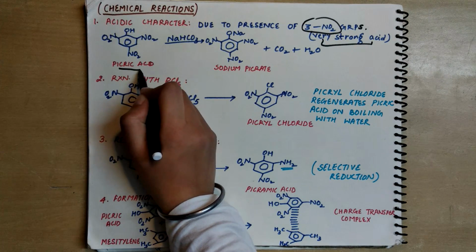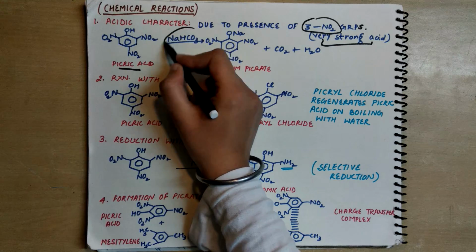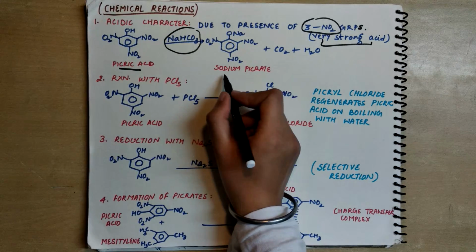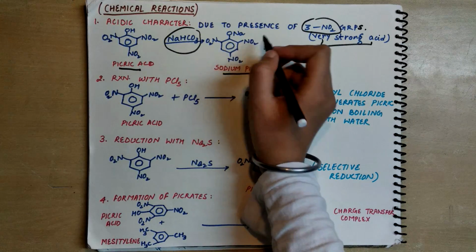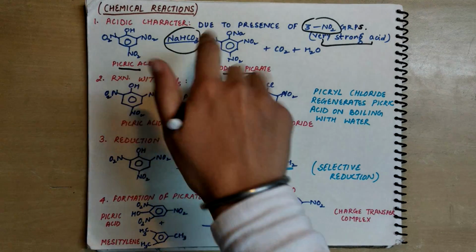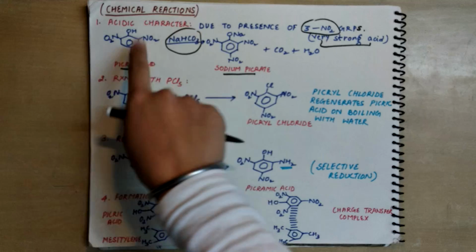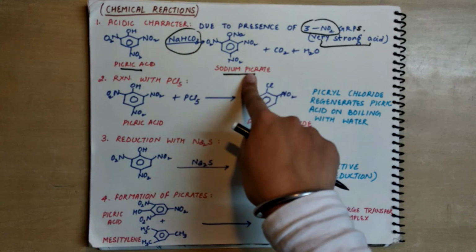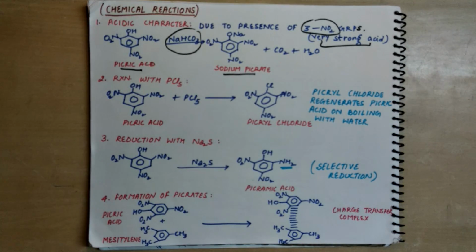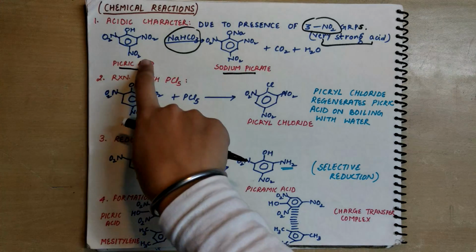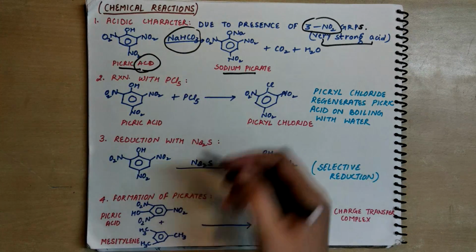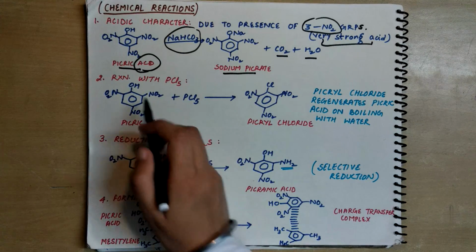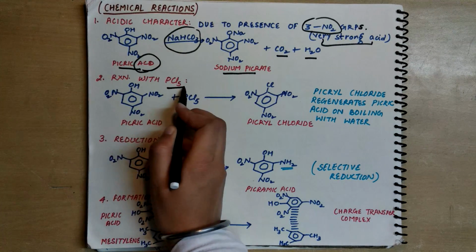Firstly, we react picric acid with sodium bicarbonate. We get sodium picrate. This is a salt and this is a base. So, when a base reacts with an acid, it gives us a salt. From here, it is clear that picric acid is an acid. Also, it is clear from the name that it is an acid. Plus CO2 plus water.